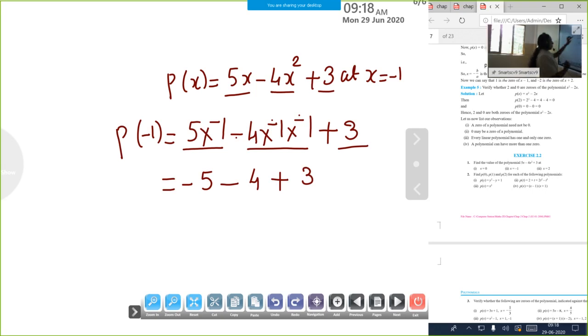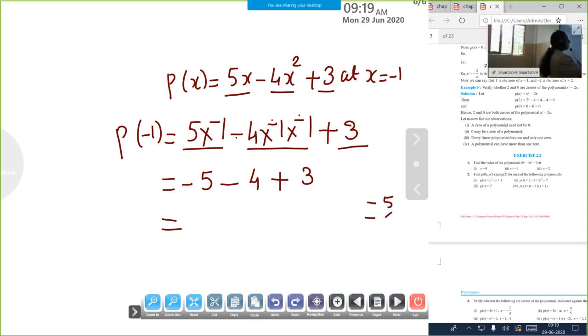Next step. First one is minus 5. Second one, 3 with a negative sign, over to the next step. So the answer is minus 4. And the last term is plus 3. Don't write 4 plus 3 is 7 like that. According to the integers rule, solve it. Minus 5 minus 4. What is minus 5 minus 4?